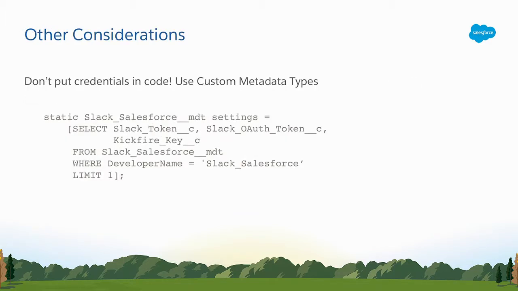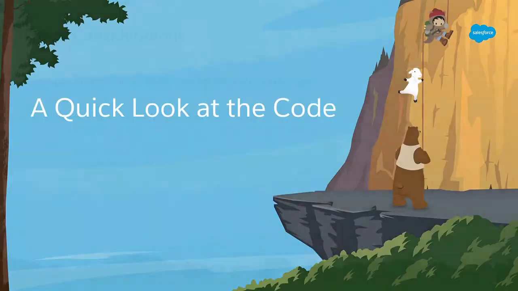Other considerations, again: never put credentials, even in your Apex code that lives inside your org. Use custom metadata types. Super easy, you just set them up in the setup UI, and then you access them just like a SOQL query. All right, so let's look at some Apex.